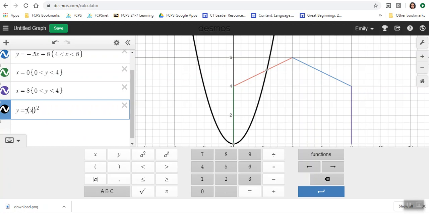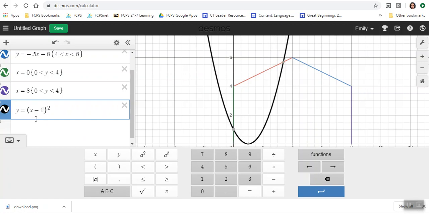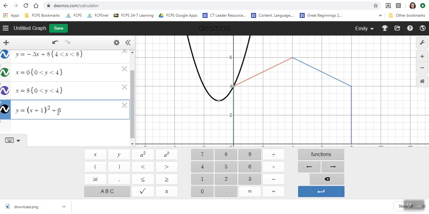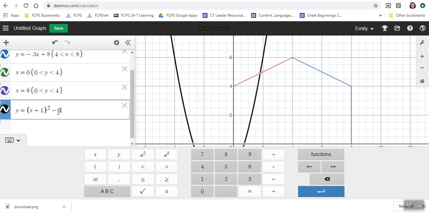And then if I want to move it to the right, I can do minus. And if I want to move it to the left, I can do plus. Then if you want to move it up, that would be outside the parentheses. I could go up 3 like that, or I could go down 3. That would move it down.